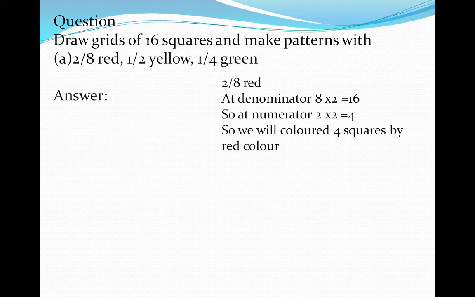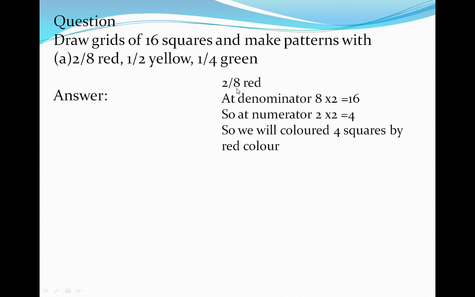So you can see this, at the denominator there is an 8 and at the numerator there is a 2. But in total we have 16 squares. So out of 16 squares we have to color in different colors. So this 16 number should be at the denominator. Here the denominator is 8, so we have to convert that denominator into 16. So how can we convert 8 into 16?